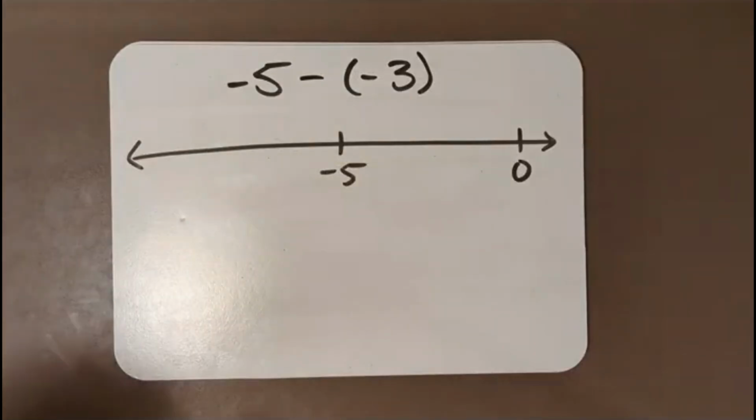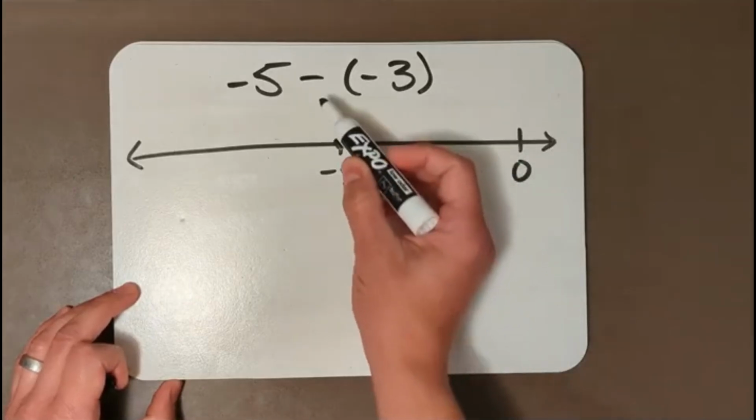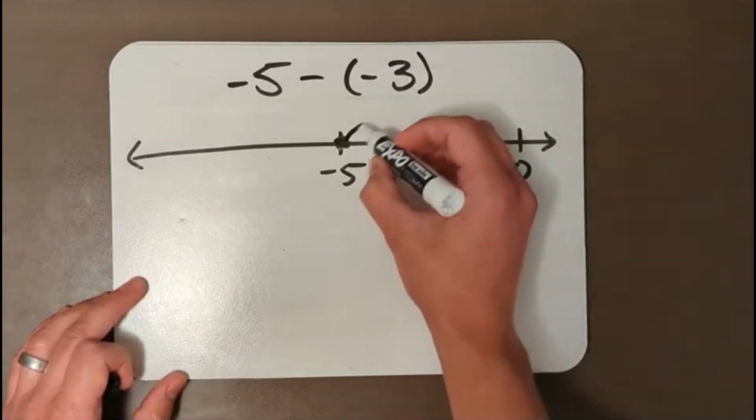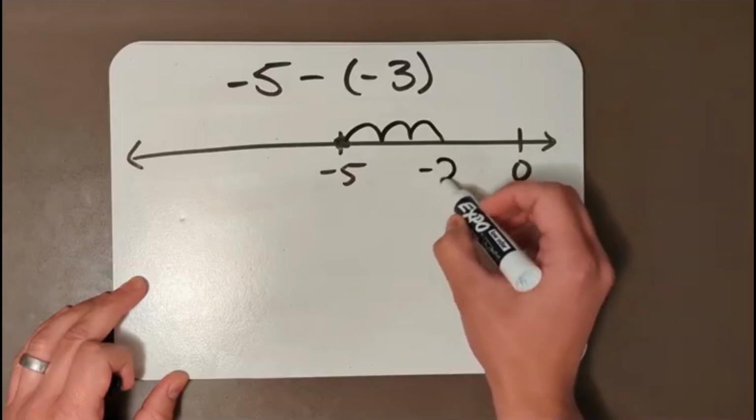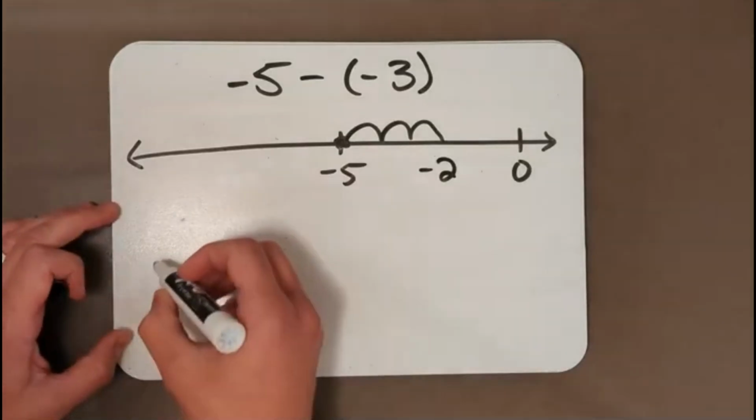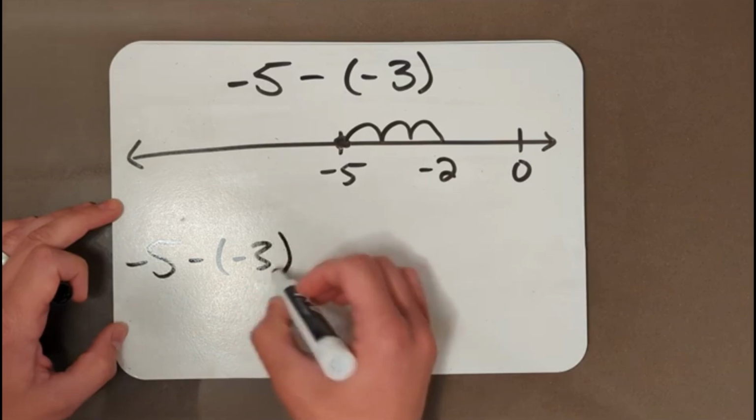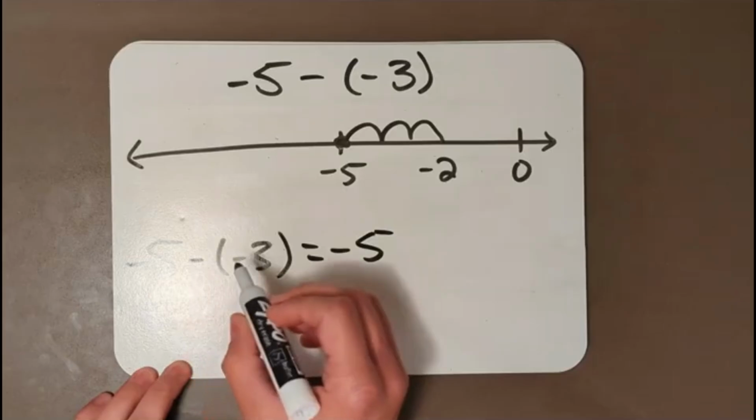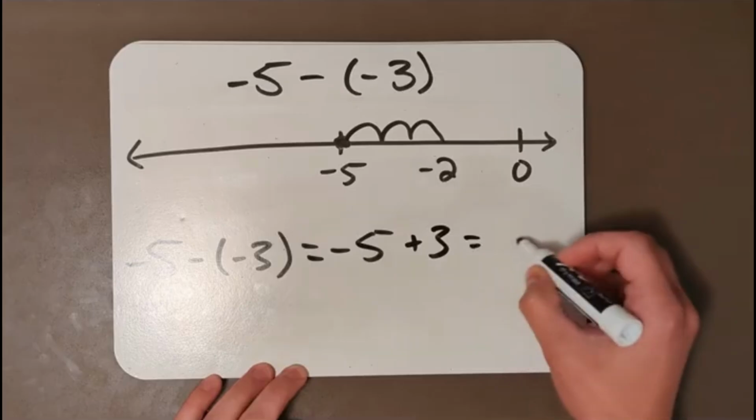For our representational model, same sort of explanation as the previous one. We're starting at negative 5. If we were to subtract, we're usually moving to the left, but we're subtracting the opposite, so we're moving to the right 3 units. And this action of moving to the right 3 units is the same as adding a positive 3. Similarly, our abstract model is, again, we're just changing this minus a negative into plus 3, to get 2.